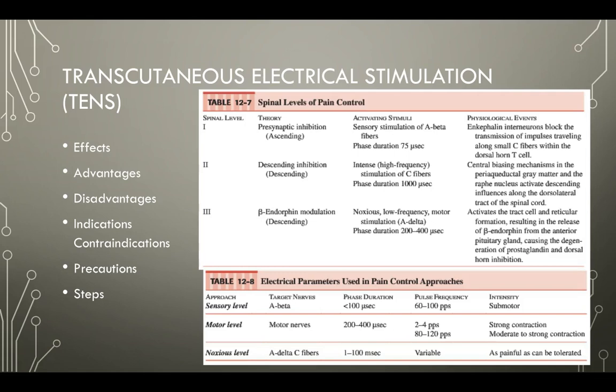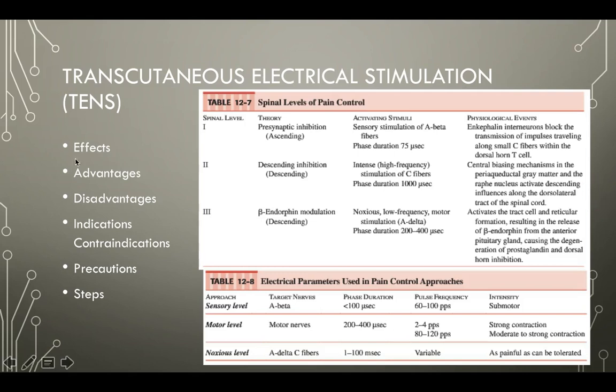So looking at the effects for TENS, it's mainly afferent nerve stimulation. And so we're trying to target either A beta, A delta, and some A alphas, which are our motor stimulations, or C fibers. So based on how we set our parameters, we can get the different levels of pain control.